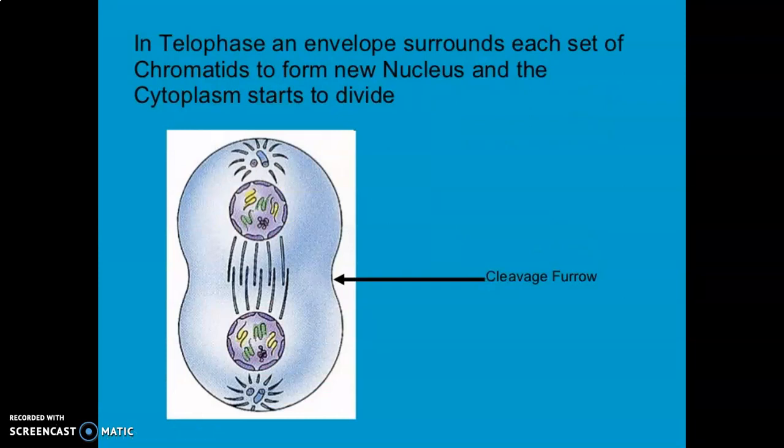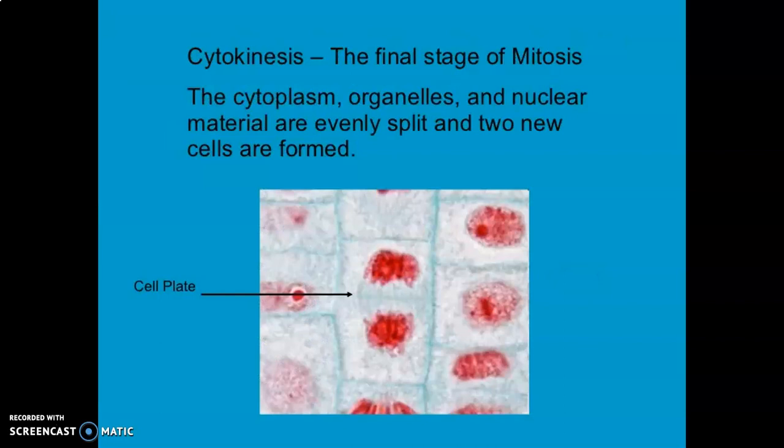In telophase, an envelope surrounds each set of chromatids to form a new nucleus, and the cytoplasm starts to divide. Cytokinesis is the final stage of mitosis. The cytoplasm, organelles, and nuclear materials are evenly split and new cells are formed.